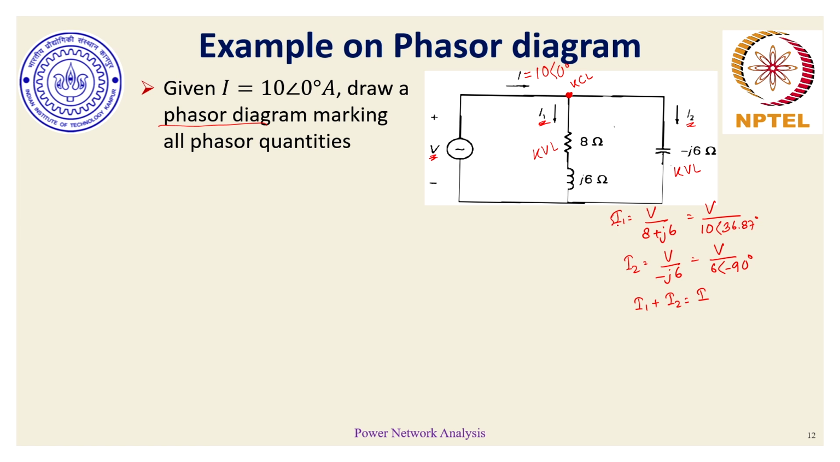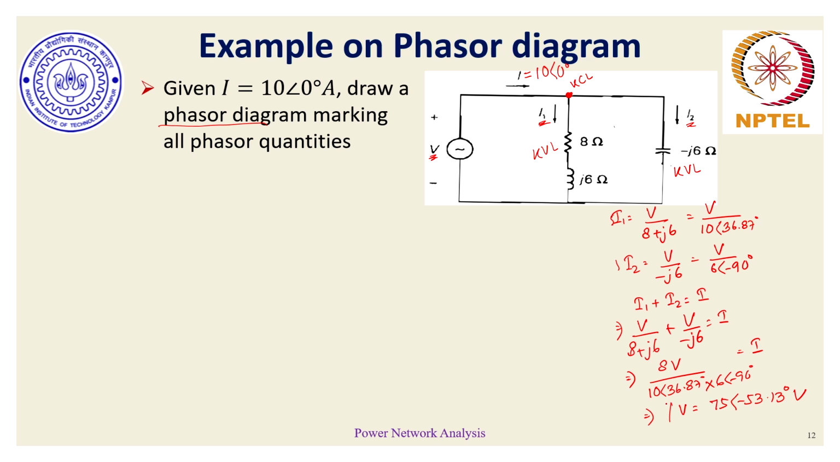If we substitute I1 and I2 in terms of V in this KCL equation, then we would get V by 8 plus j6 plus V by minus j6 is equal to I. On simplification, this would result in V equal to the product of 10 at an angle 36.87 degrees and 6 at an angle minus 90 degrees, divided by 8, which is I, which on simplification results in V equal to 75 at an angle minus 53.13 degrees volts.